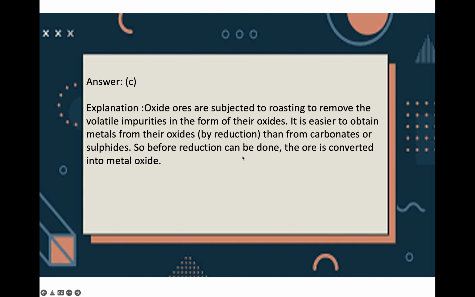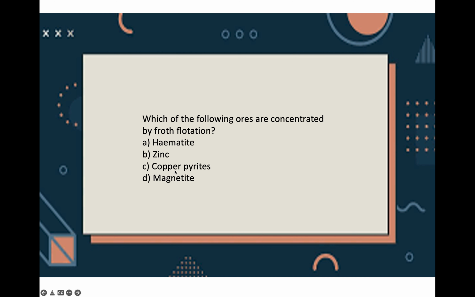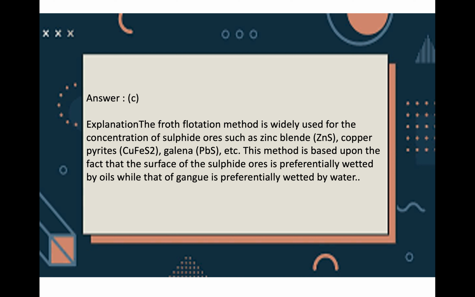So before reduction can be done, ore should be converted into the metal oxide. Okay, now coming on to the next question. Which of the following ores are concentrated by flotation? Is it hematite, zinc, copper pyrites, or magnetite? Option C, that is copper pyrites, is concentrated by flotation.